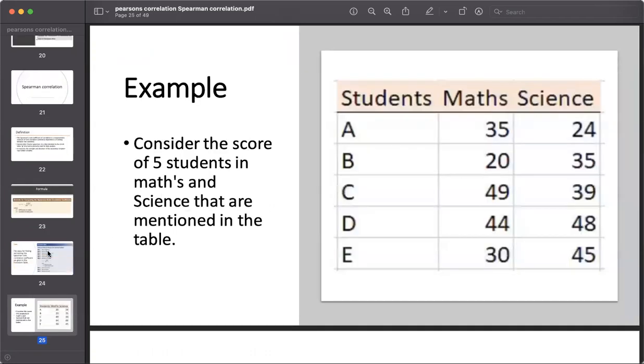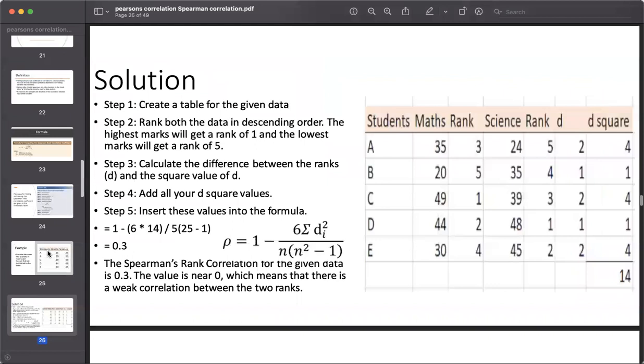For example, consider the scores of 5 students in maths and science that are mentioned in the table. Solution: the first step is to create a table for the given data as shown in the figure. Then step two is to rank both sets of data in descending order. The highest marks will get a rank of 1 and the lowest mark will get a rank of 5.